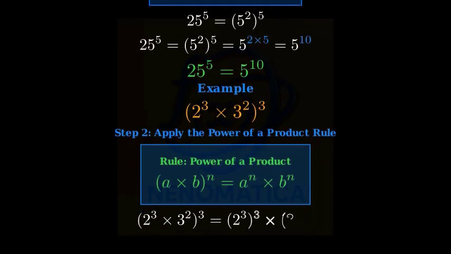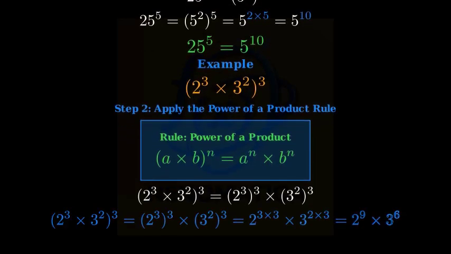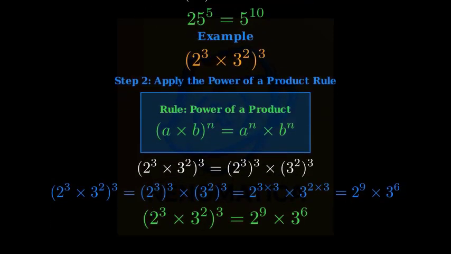Next, we apply the power of a power rule we just learned. For the first term, we multiply 3 times 3, which equals 9. For the second term, we multiply 2 times 3, which equals 6. Therefore, our final answer is 2 to the power of 9 multiplied by 3 to the power of 6. Now, let's tackle the third example.